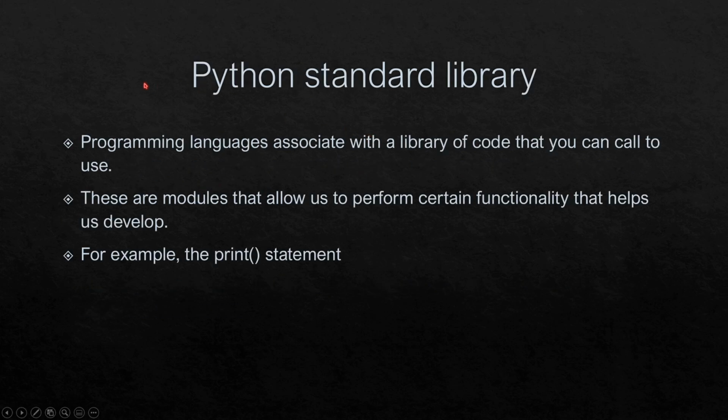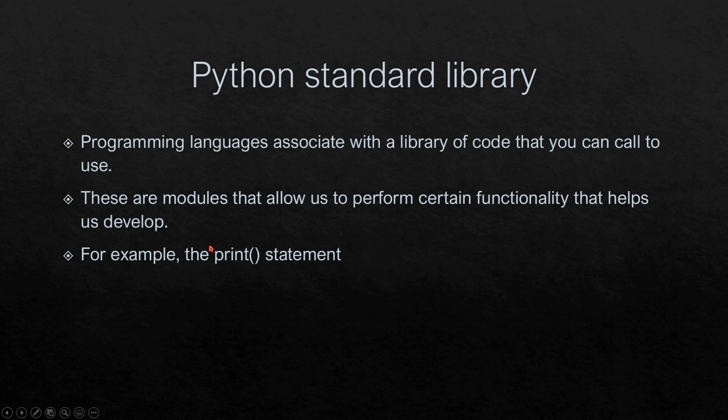The Python standard library. So programming languages associate themselves with a library of code that you can call and use. These are modules that allow us to perform certain functionality that helps us develop our code. If modules sounds confusing, disregard it. This is simply code that we can access that we can't actually see. However, we can locate and look at them, and we will today.